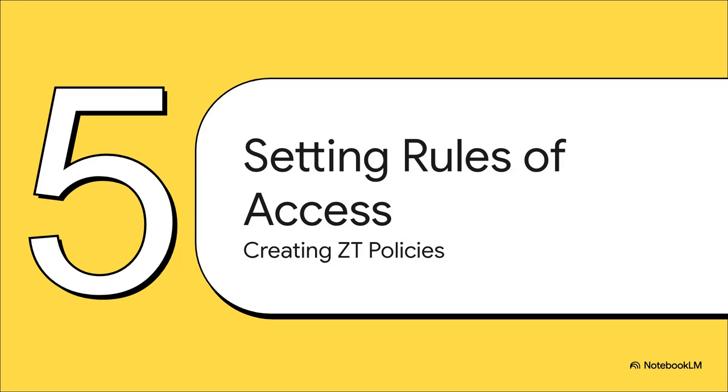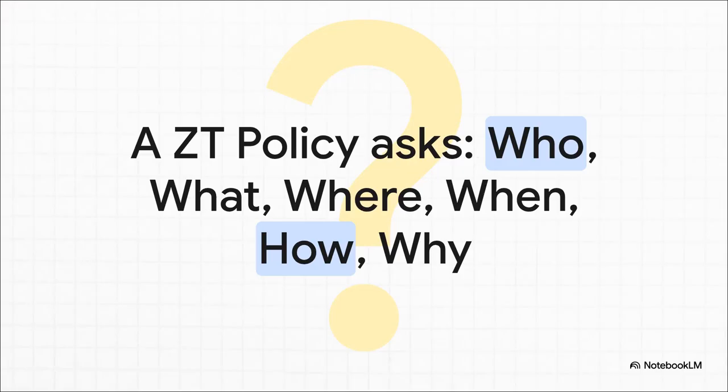Which brings us to our final planning stage. Section 5, setting the rules of access. If the architecture is the body, then the policies are the brains of the whole operation. This is the active intelligence that makes the decisions. And the guide gives us this brilliant framework for thinking about policies called the Kipling method. It's all about asking the right questions for every single access request.